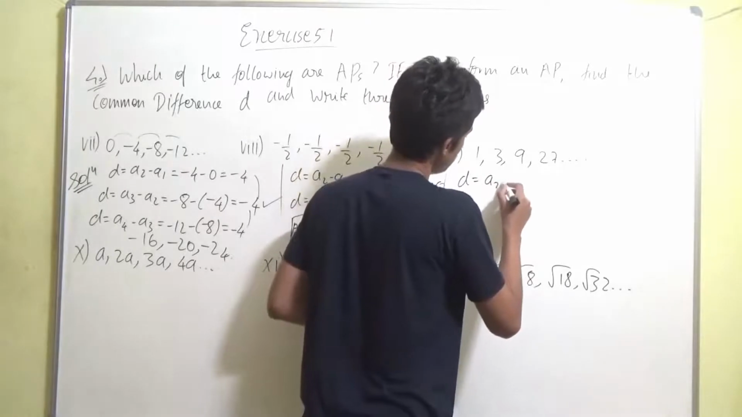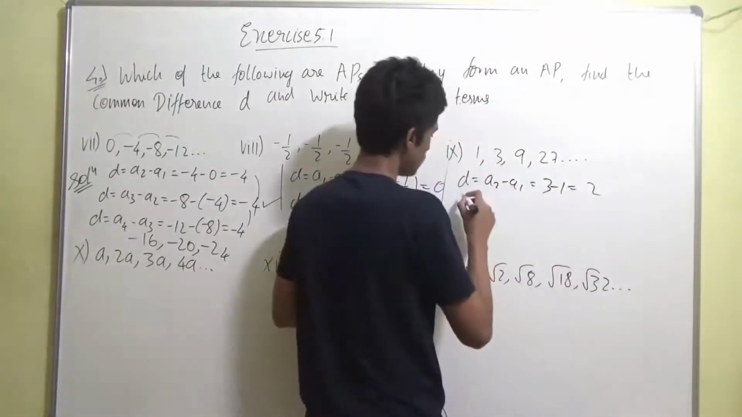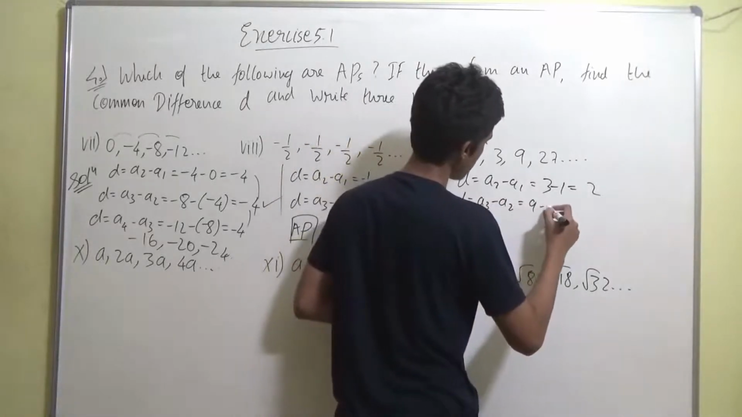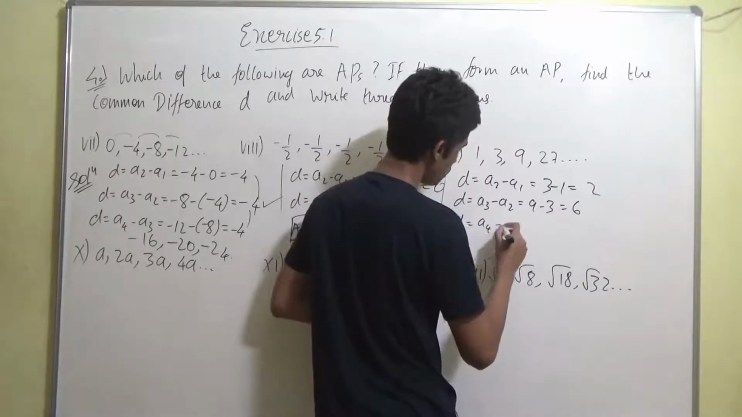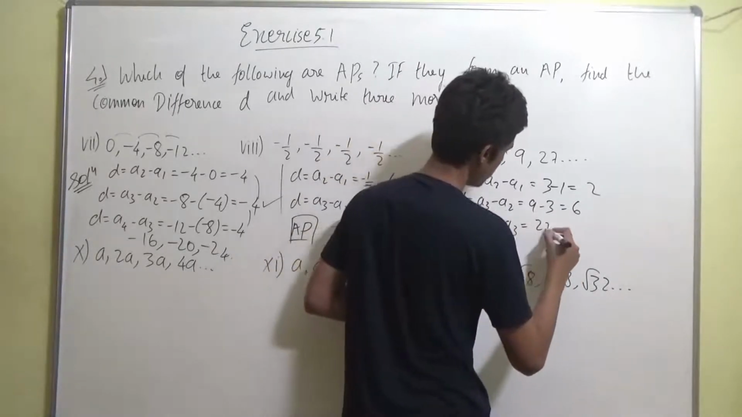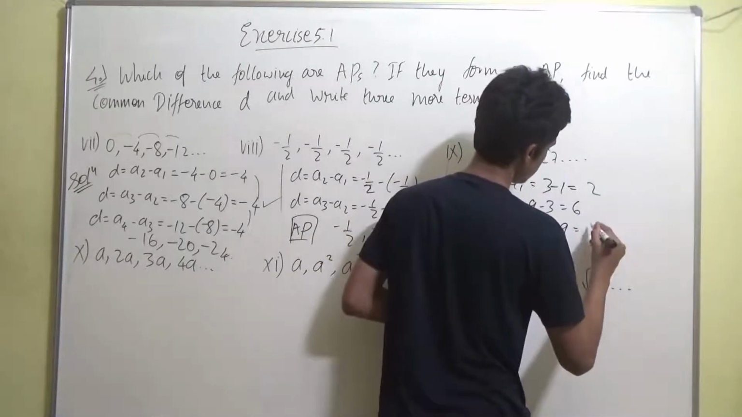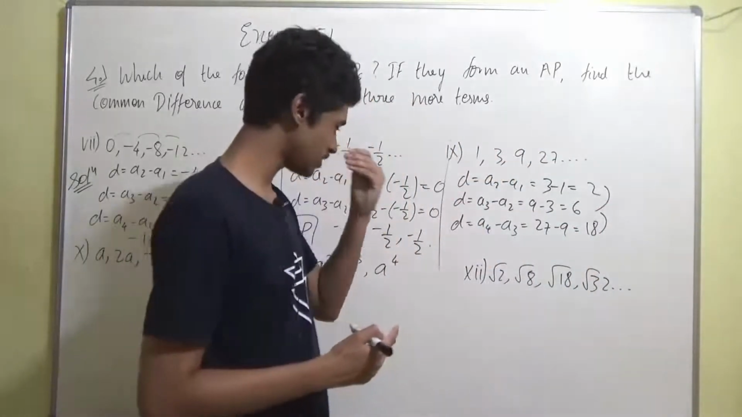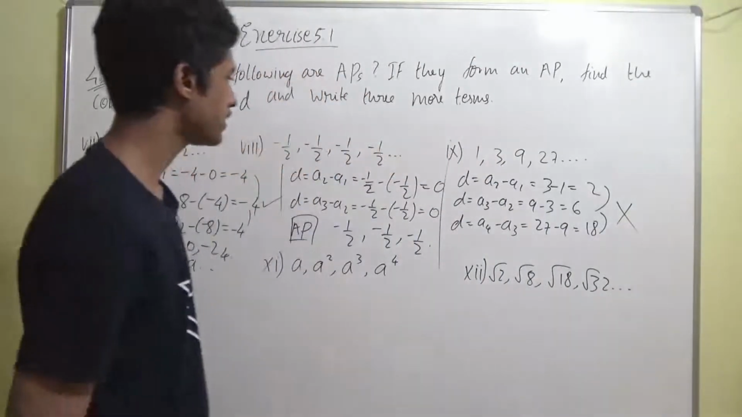So a2 minus a1 equal to 3 minus 1 equal to 2. Now if you do a3 minus a2, it's going to become 9 minus 3, that is 6. If you do a4 minus a3, it's going to become 27 minus 9, equal to 18. If you see here guys, the difference is not the same, it's changing, right? The difference is not the same, which means it's not an AP. That's it guys, as simple as that.